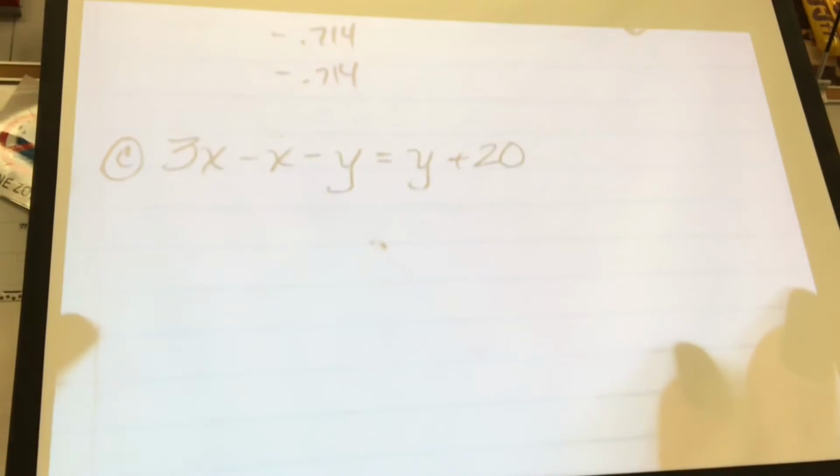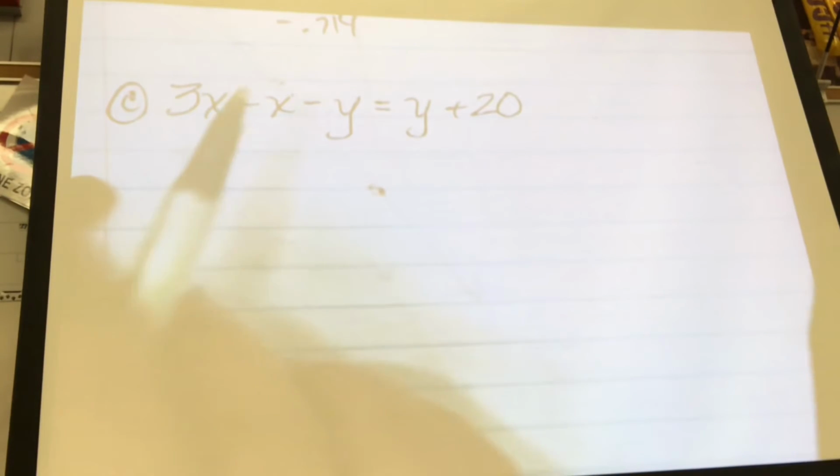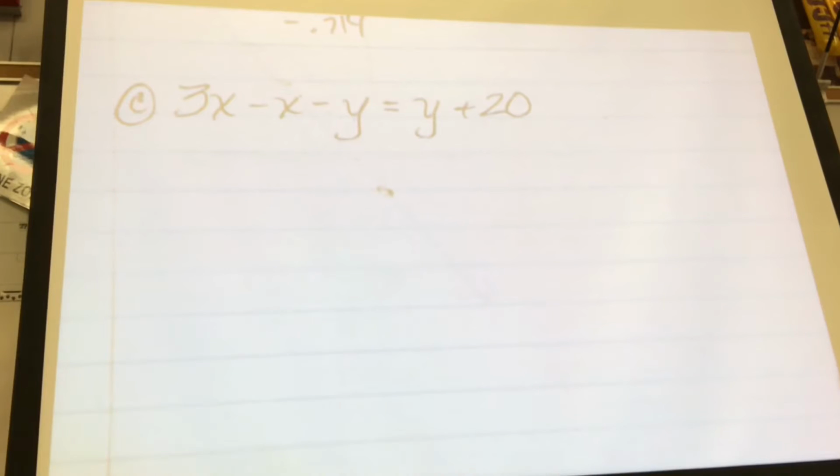Letter C. Jacob, please be ready to tell me what to do first. We have 3x minus x minus y equals y plus 20. Got a lot going on here. Do you see any like terms, babe? Yeah. Where? I would add the y because... That's okay too. What would you do first? You add y on both sides.